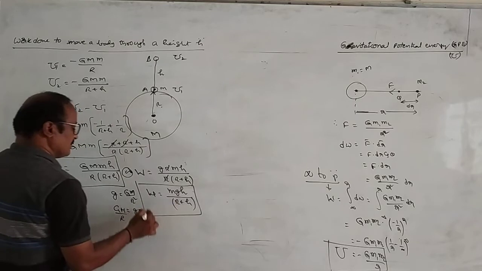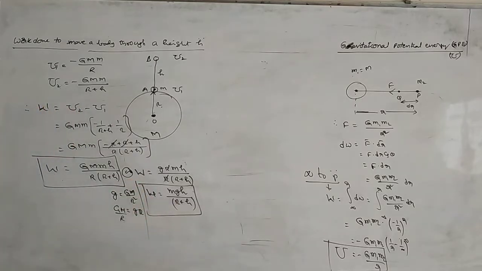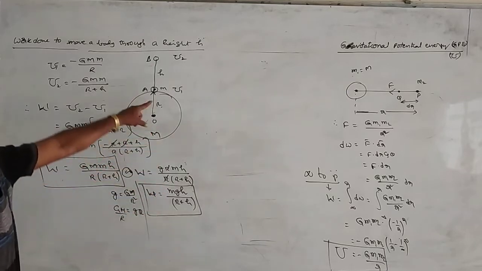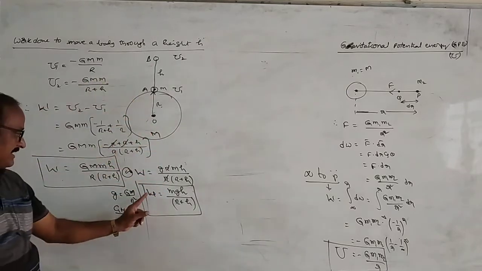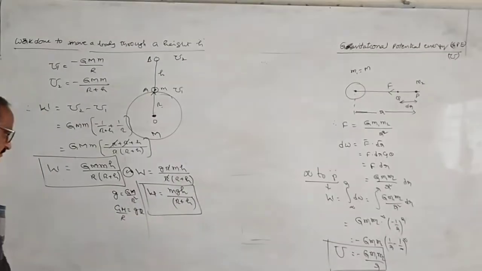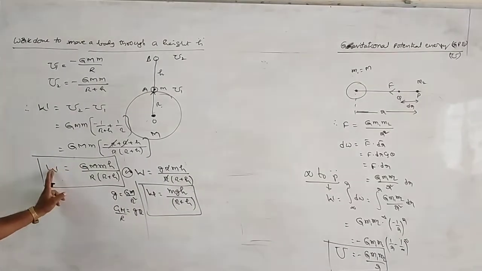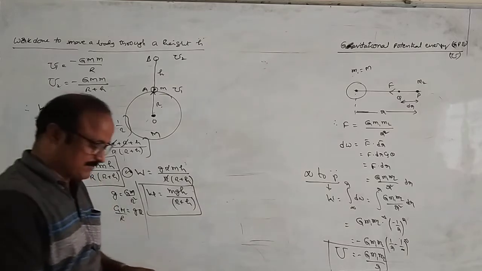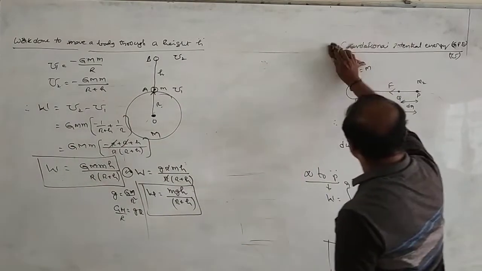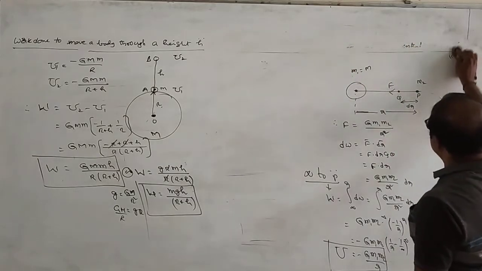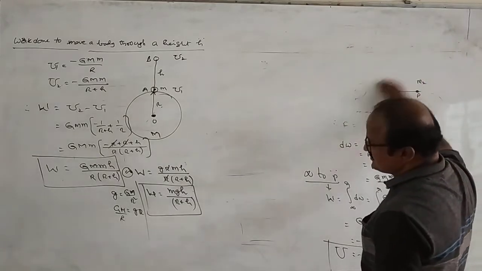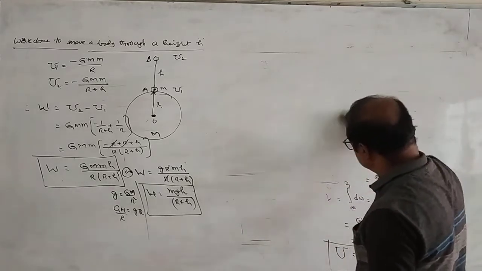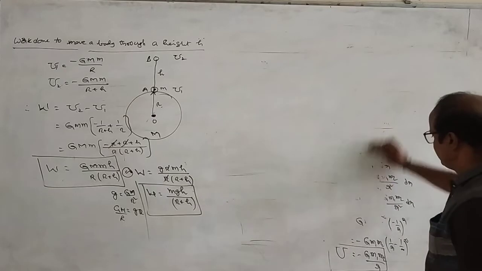This is the formula for work done. Remember it. Work done to take a body of mass m through a height h above the ground is given by W equal to m g R h by R plus h. In terms of capital G, W equal to G M m into h by R into R plus h. That is the formula for work done. And there are so many problems based on the work done concept. Okay, let's pick one up.